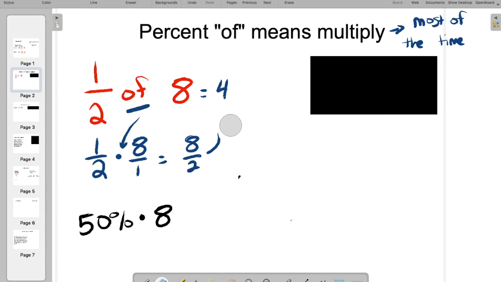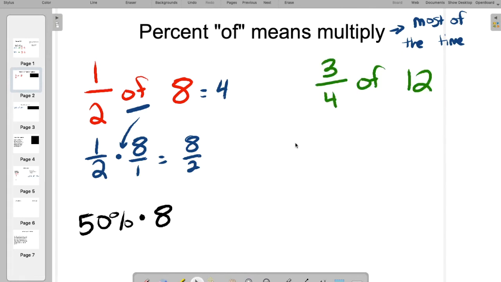Now let's do another example here on the right. It's slightly tougher, but not a ton. 3/4 of 12. Now, if we want to do this as a percent times a number, instead of the fraction, we need to know that 3/4 is the same as 75%. Of frequently means multiply. In these percent problems, it definitely does.